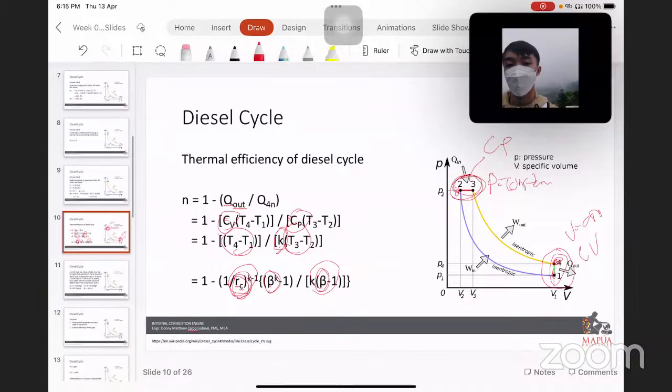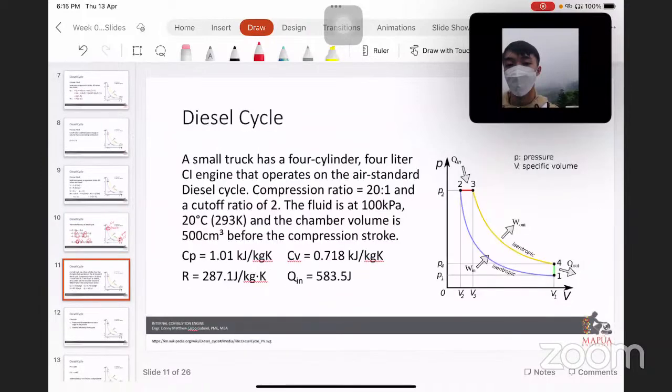Okay? Sample problem tayo. Sample problem. A small truck has a 4-cylinder, 4-liter compression ignition engine that operates on a standard diesel cycle. So idealized diesel cycle tayo. Compression ratio is 20:1 and the cutoff ratio is 2. The fluid is 100 kilopascal, 20 degrees Celsius, and the chamber is 500 cubic centimeter before the compression stroke.